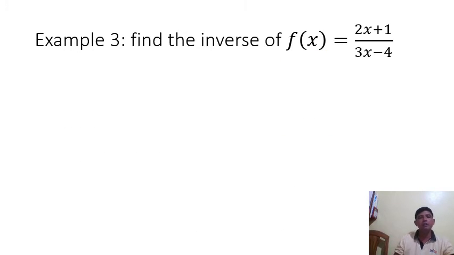Okay, we have here our third example. Find the inverse of f of x equals 2x plus 1 over 3x minus 4. As we observe, this is a rational function. So first, the same method, replace f of x with y. Okay, so replace f of x with y. So we have here y equals 2x plus 1 over 3x minus 4.